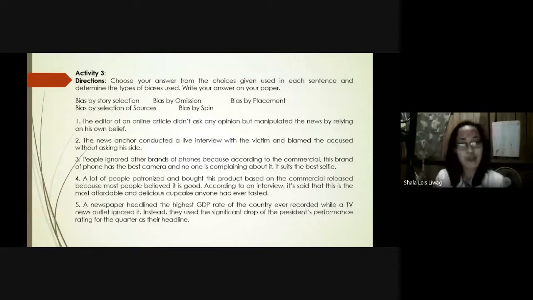Please submit your paper for recording of scores. For those who had perfect scores, excellent. For those who had low marks, you will have more opportunities in the next activity. Good luck. On to the next activity.